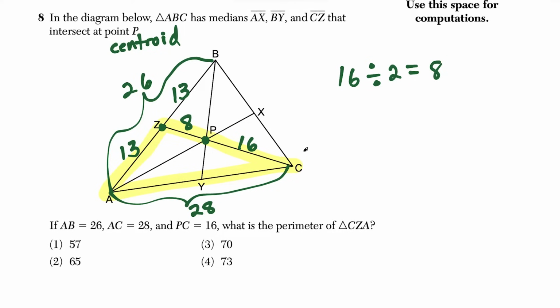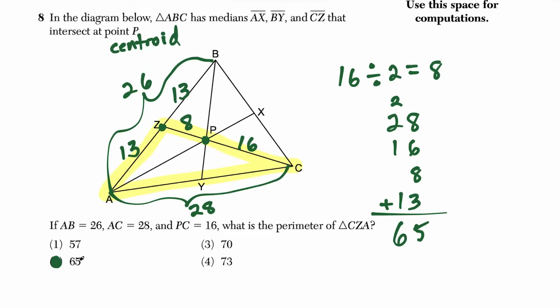So now to find the perimeter, we're just going to add all of these together. So we're going to do 28 plus 16 plus 8, and we're going to add 13. And this we could just type in a calculator, or we could add it up and then check our answer with the calculator. So I'll just add this up. We have 8 plus 6 is 14, plus 8 is 22, and then we have 22 plus 3 is 25. We carry the 2. 2 plus 2 is 4, plus 1 is 5, plus 1 is 6. So the perimeter of the triangle is, we have choice 2, 65 units long.